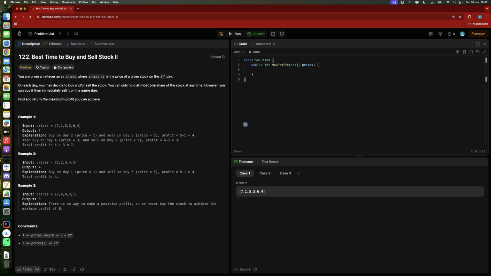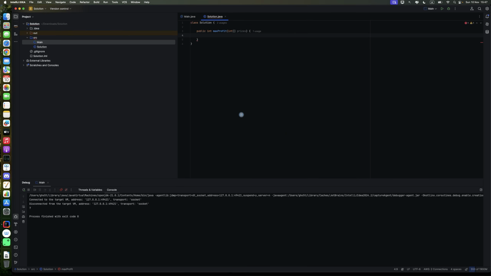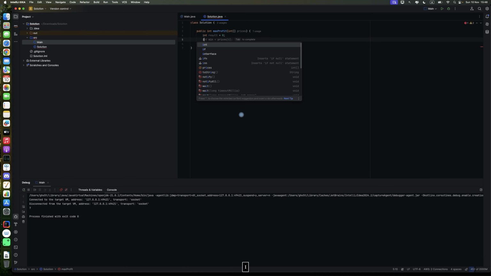And let's code it in the IDE. Okay, we should iterate the prices. First, we want to accumulate the result, right? Then I'll make an initialization of the wrapper class of the integer because I need to set it to null. This will be the previous stock, it will be null. Okay.